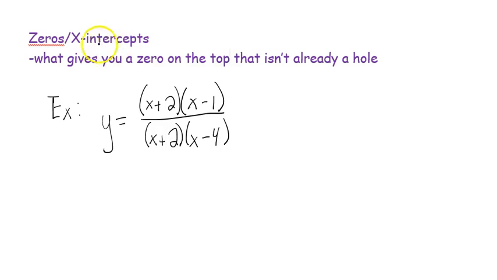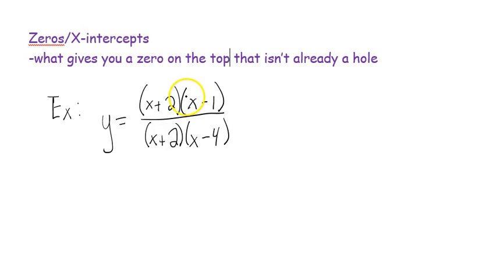Okay, the next thing that we want to be able to find when we're looking at a rational function is where are its zeros, where are its x-intercepts, where is it crossing the x-axis. The way that we do that is similar to what we did for vertical asymptotes. We are looking for what gives us a 0 on the top. But again, if it's a hole, you don't include it, because obviously if it's a hole, it can't be crossing at that point. There's nothing there.